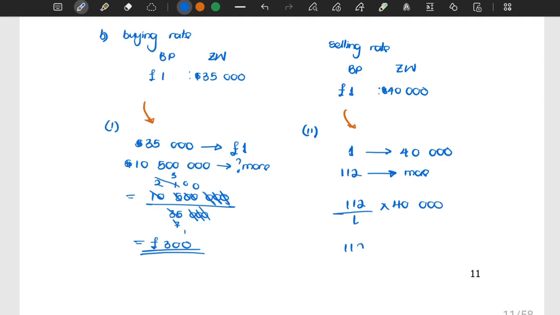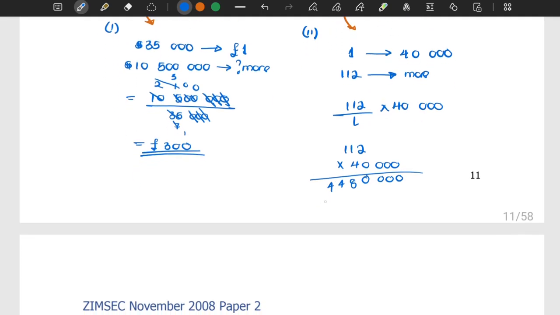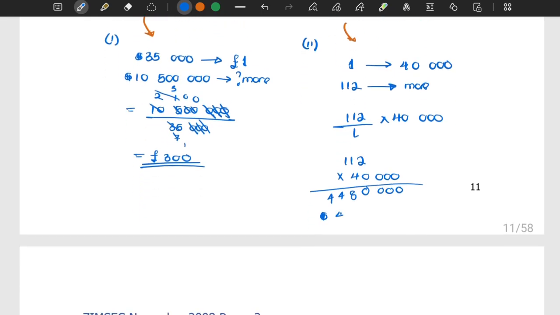So since this is paper 1 and 40,000, you can use a calculator. So again, 1, 2, 3, 4. 4 times 2, that is 8. 4 times 1, that's 4. So in Zim dollars, the amount that they then sold for was 4,480,000. That's the answer. Alright.